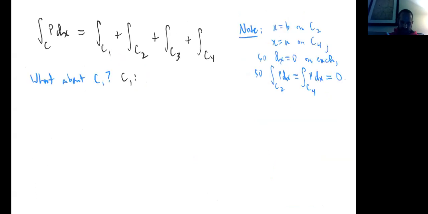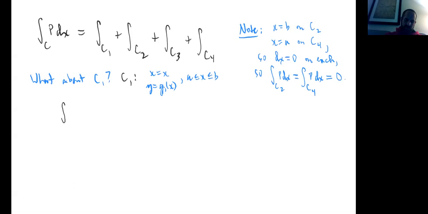So this is how we're going to parametrize this thing. It's going to look kind of funny, but for C1, x is just going to be itself, for a ≤ x ≤ b. And what's y going to be? Well, it's going to be g1 of x for a ≤ x ≤ b. Okay, so g1 of x, that's the bottom curve.